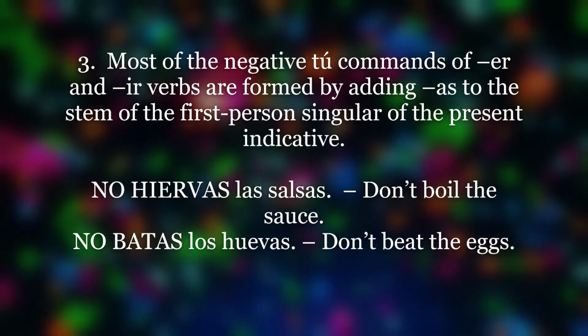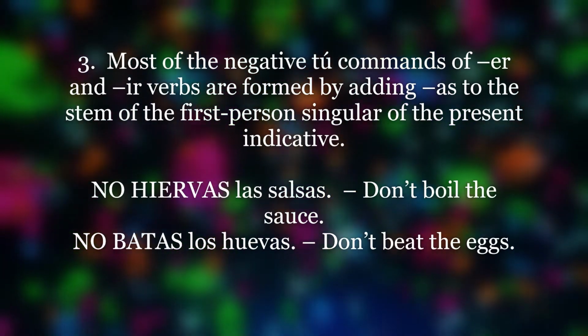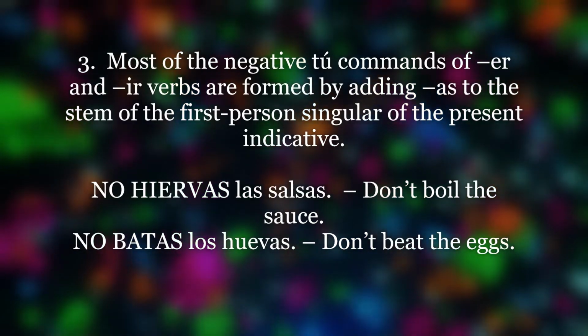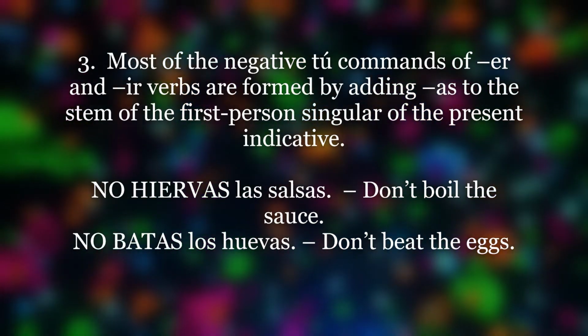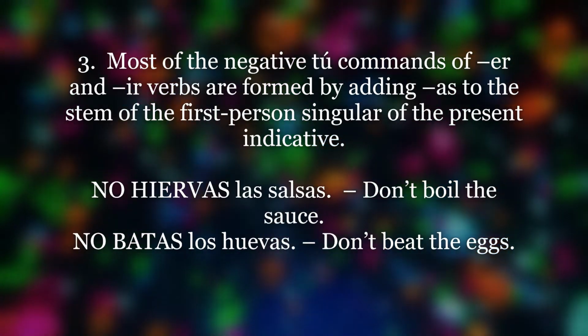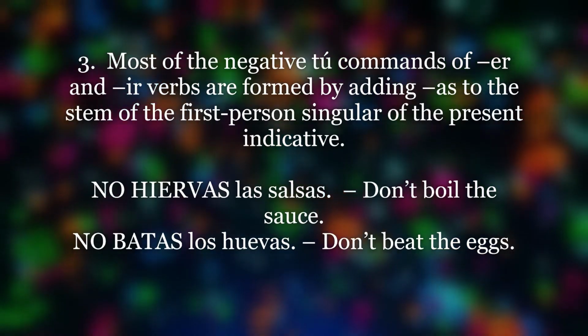Third, most of the negative tú commands of ER and IR ending verbs are formed by adding as to the stem of the first person singular of the present indicative. Examples: no hiervas las salsas, don't boil the sauce, no batas los huevos, don't beat the eggs.